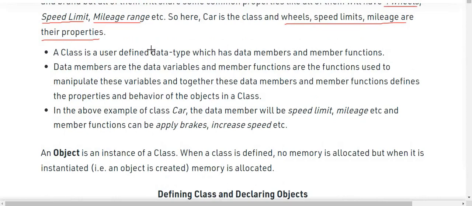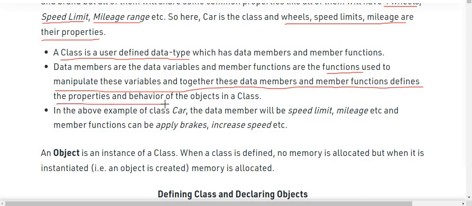A class is a user-defined data type which has data members and member functions. Data members are the data variables and member functions are the functions used to manipulate these variables, and together these data members and member functions define the properties and behavior of the object in a class. In the above example of car, the data member will be speed limit. Yes, it is a data member, and mileage is also a data member, and member functions can be applied like brake, increase speed.